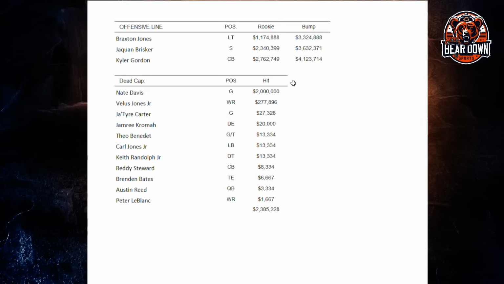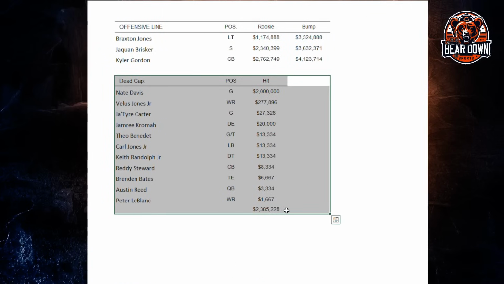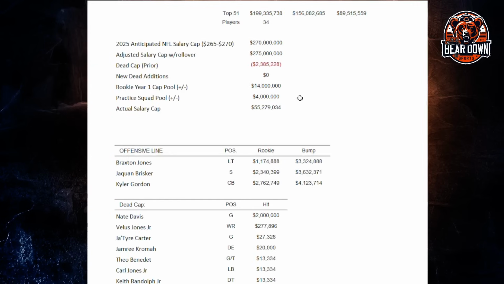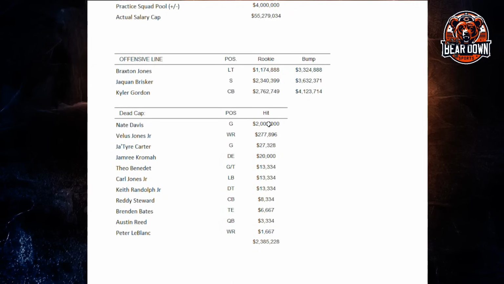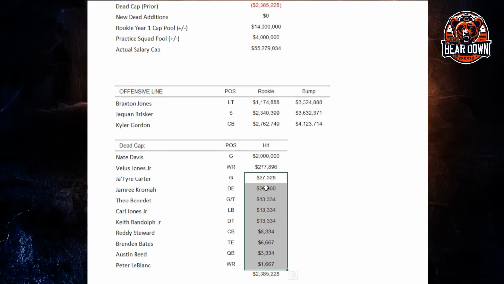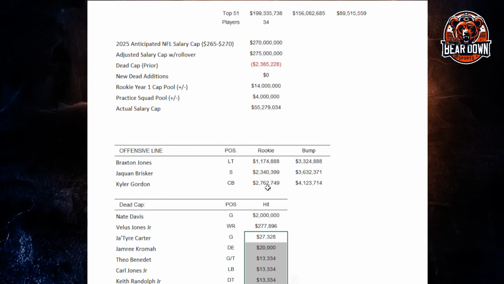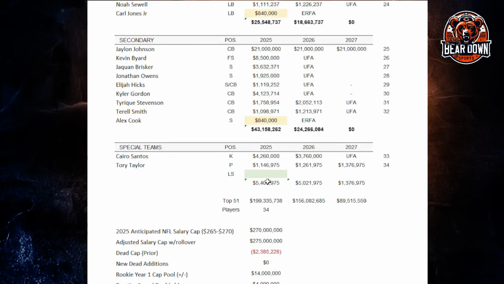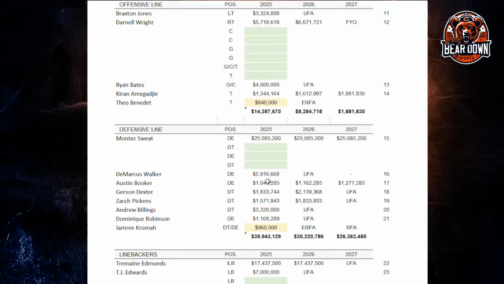Here's your dead cap. If anybody's wondering where our current dead cap sits, that's where that 2.385 million comes from right here. That's these players. We cut Nate Davis last year. Then a lot of these were rookie contracts, undrafted free agents where we gave them a bonus. When you cut them, you have to still pay them. That's a dead cap for the future. So that's where the cap stands right now before we do any speculation.